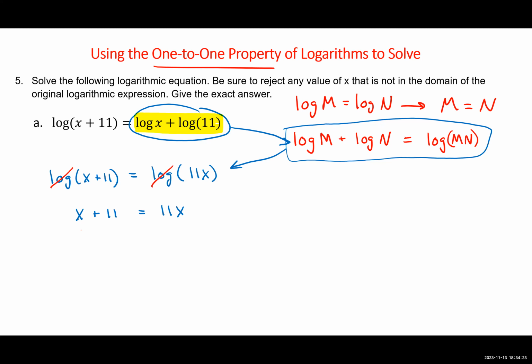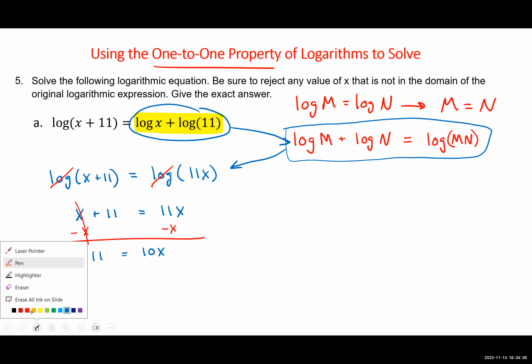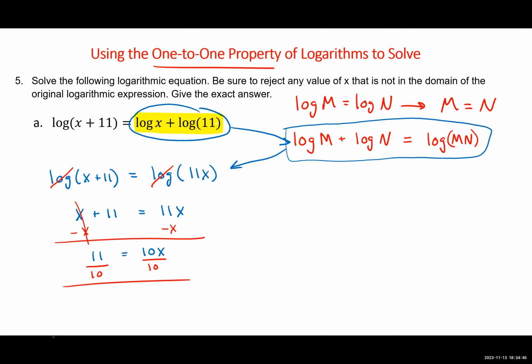So now we're just a couple steps away. Let's get the x's to one side. So we'll cancel that x on the left. 11 is equal to, looks like we've got 10x on the right. Divide both sides by 10. We got x is equal to 11 over 10.